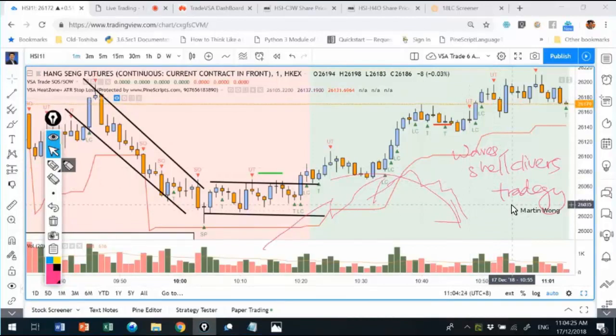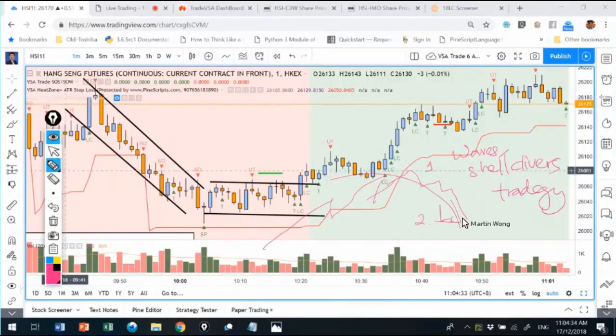Okay, a Shell driver tragedy is the long downtrend. The long downtrend, which is going to come. Okay, let me just get the pen here. Long downtrend.